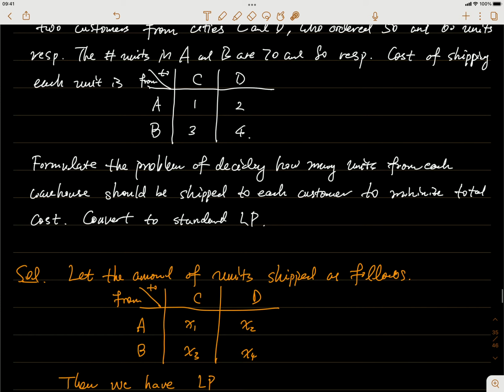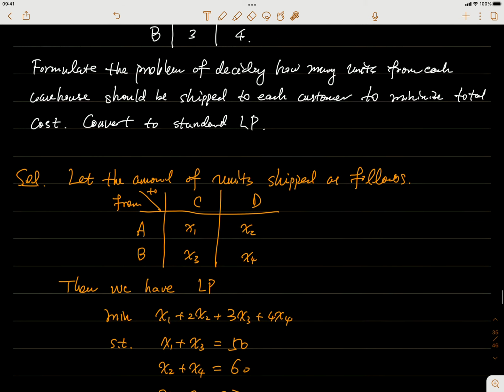The question is, how do we formulate this problem to decide how many units we should ship from each of these two warehouses to each of these two customers? The goal is to minimize the total cost of shipping, and we need to convert this into the standard form of the LP, the linear program.